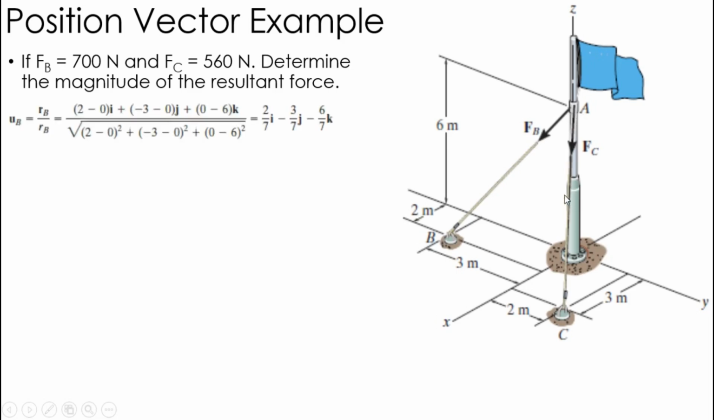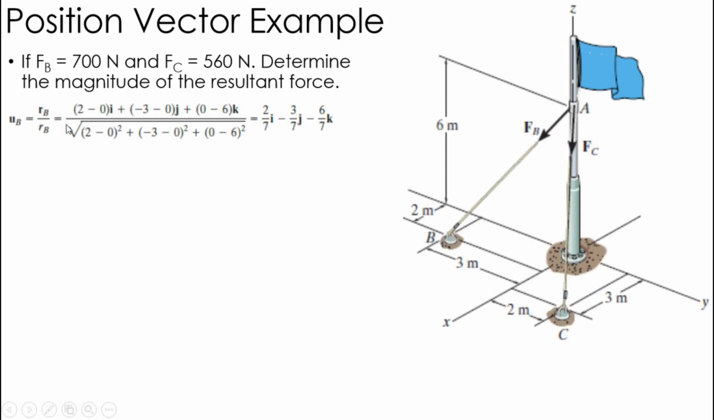And that unit vector is found by taking the position vector going from A to B divided by the magnitude of that position vector, which is essentially the length from A to B. Okay, so moving from A to B, I end at 2, start at 0, so I move 2 in the x direction, I move minus 3 in the y direction, and I move negative 6 in the z direction to go from A to B. So again, 2, minus 3, minus 6.